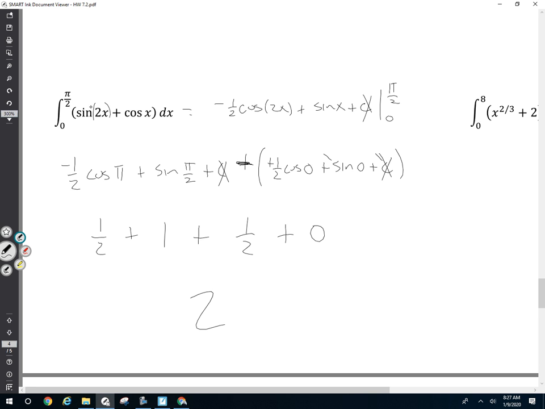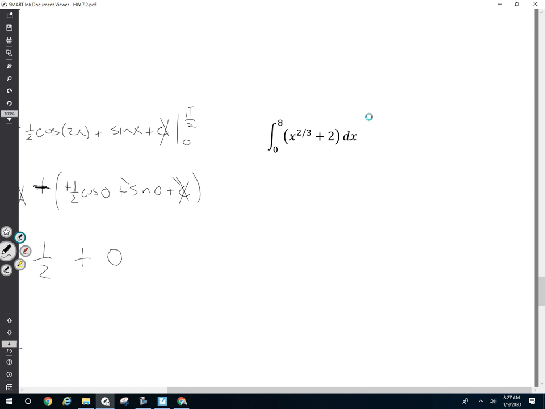Seems like it's super complex. If you look at the graph of sine 2x plus cos x, you would think the area is a lot more complicated, but it's not. Let me just make sure everything's correct. If I plug in pi over 2, I get pi. Cosine pi is negative 1, so that becomes positive 1/2. Sine of pi over 2 is 1. Subtract the negative, turns into add a positive, and then, yep, you're good.